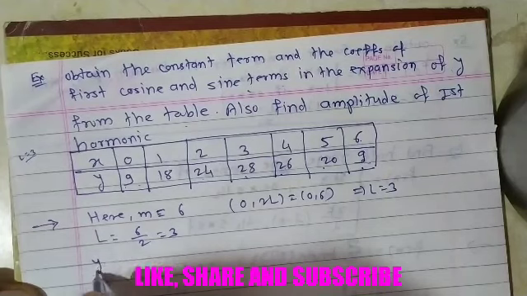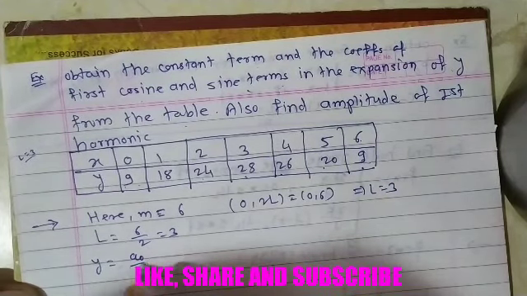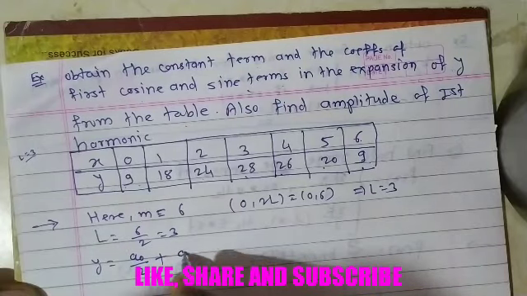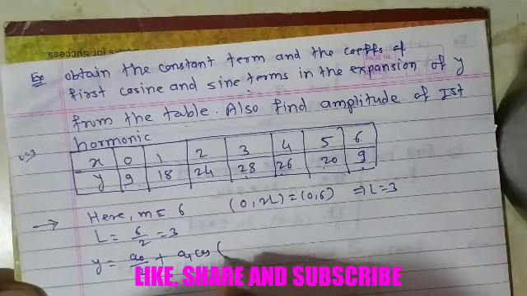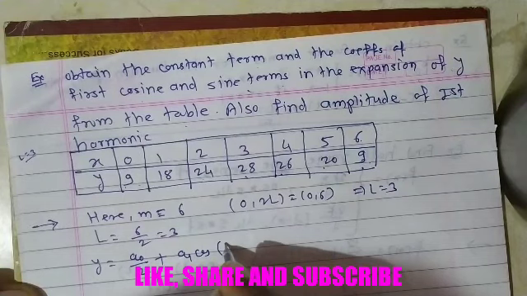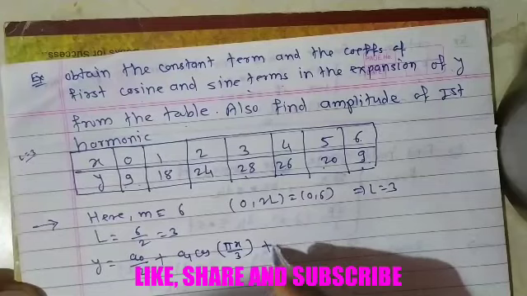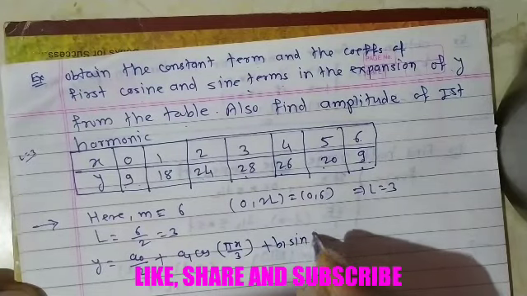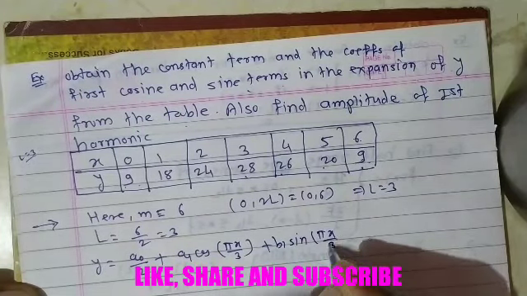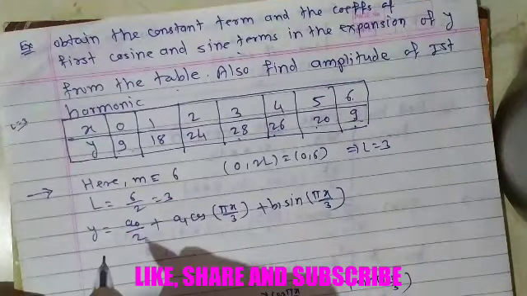So how do we write the Fourier series up to the first harmonic here? That is y equal to a0 by 2 plus a1 cos pi x by l, so a1 cos pi x by 3, since l is 3, plus b1 sin pi x by 3. So we have to find a0, a1 and b1.